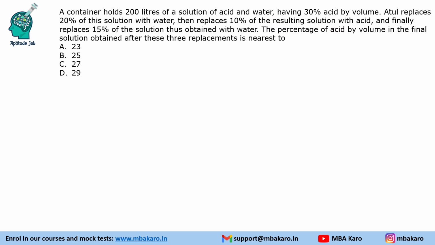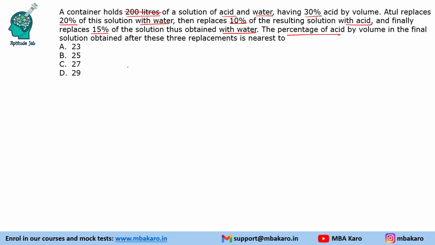Next question. A container holds 200 liters of a solution of acid and water having 30% acid by volume. Atul replaces 20% of the solution with water, then replaces 10% of the resulting solution with acid, and finally replaces 15% of the solution thus obtained with water. The percentage of acid by volume in the final solution obtained after these three replacements is nearest to. Now, even if this 200 liter is not known to us, we can find the percentage because it is asking the percentage. So this is not needed.